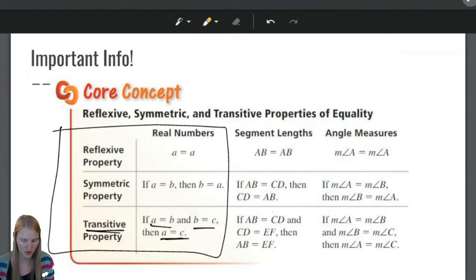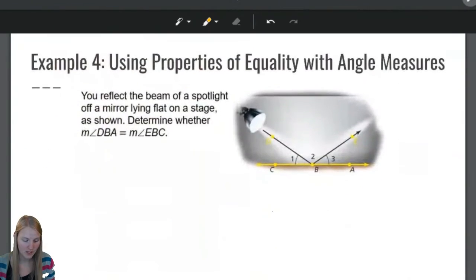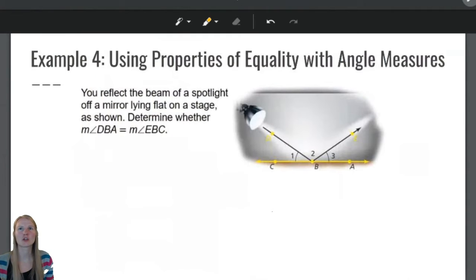We're going to use these properties in some examples. So, first up, using properties of equality with angle measures. So, you are reflecting a beam of a spotlight off of a mirror lying flat on a stage. Why would you do that? Lights and mirrors, magic tricks, that's all I'm saying.